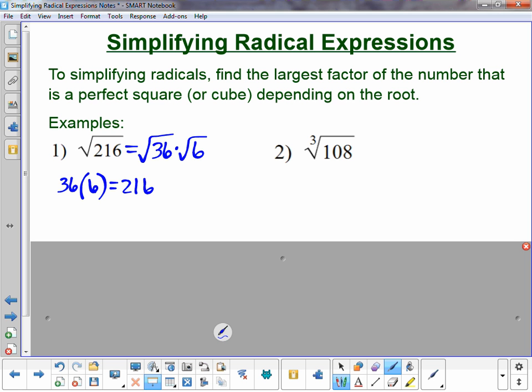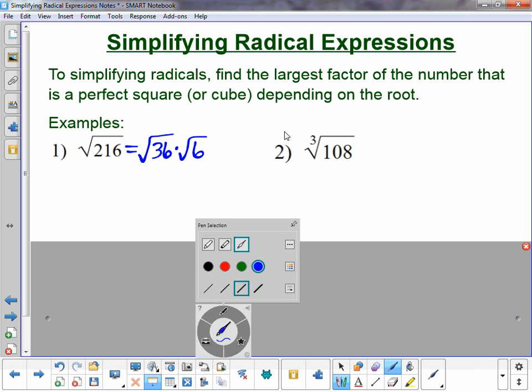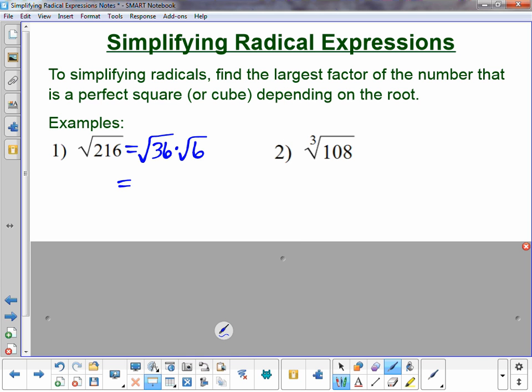We're going to split it up like that because 36 is a factor that is a perfect square. So what is the square root of 36 again? 6, and then we're still multiplying it by the square root of 6. And that is the simplified answer, because 6 doesn't have any factors that are a perfect square. The factors of 6 are 1, 2, 3, and 6, but none of those are perfect squares, right? What is the smallest perfect square besides 1? 4, which is 2 squared.